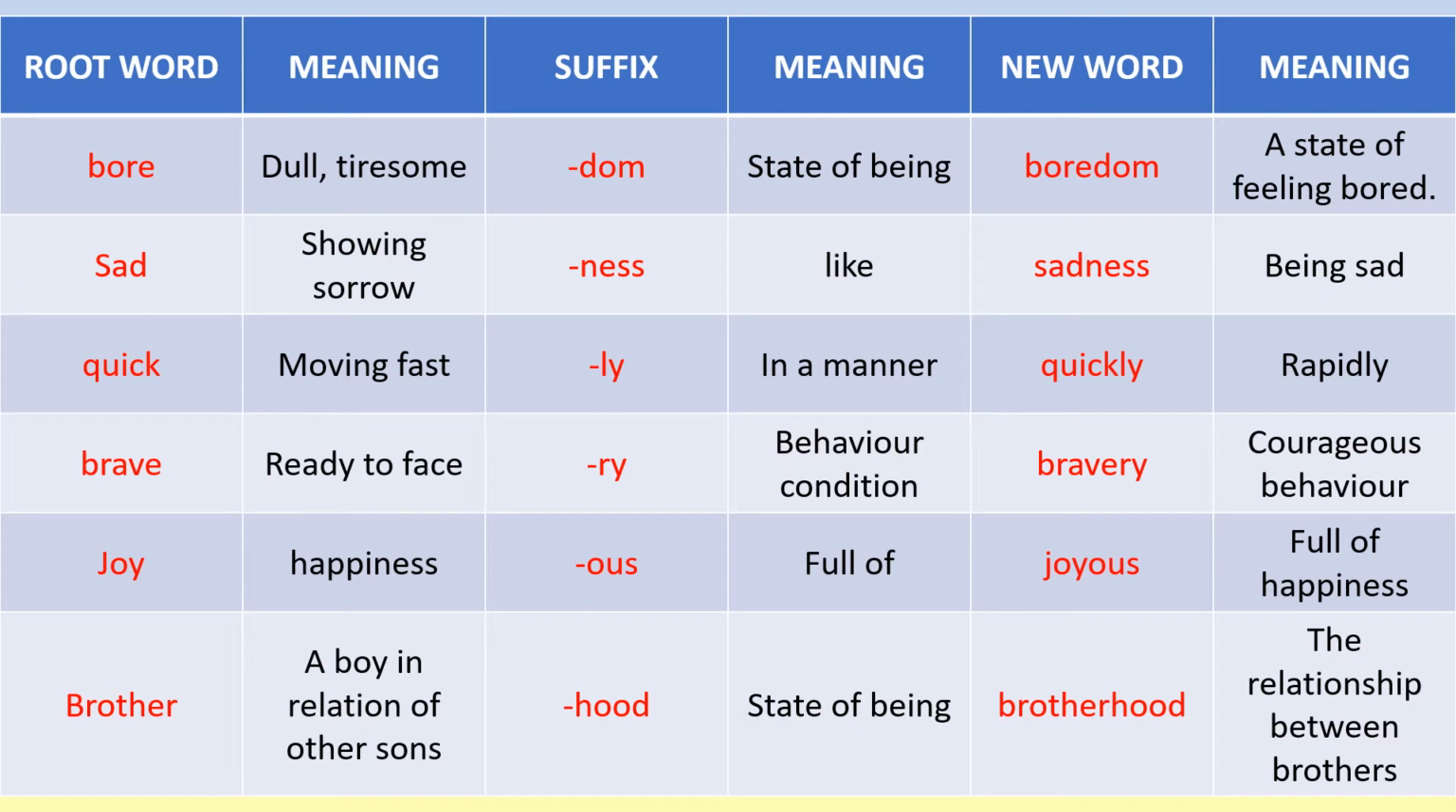Next, root word joy. What is the meaning for joy? Joy means happiness. Here suffix ous means full of. By adding these two, root word and suffix, we got a new word, that is joyous. Meaning for it, full of happiness.